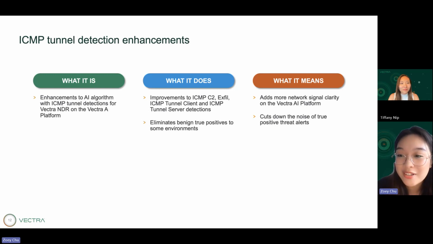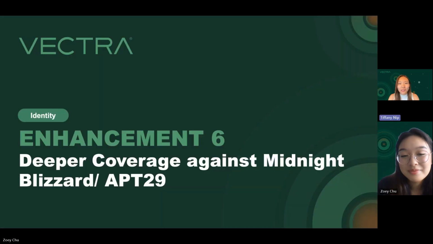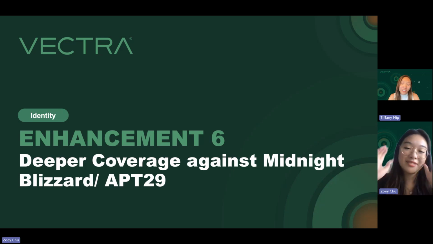Or sorry, no, right, it cuts down the noise of benign threat alerts. Oh no, benign threat alerts. That's my fault. I should have added benign. But yes, just more signal clarity overall. And this is a backend algorithm-based enhancement. And ultimately just removing latency, speed and scale for vendors.